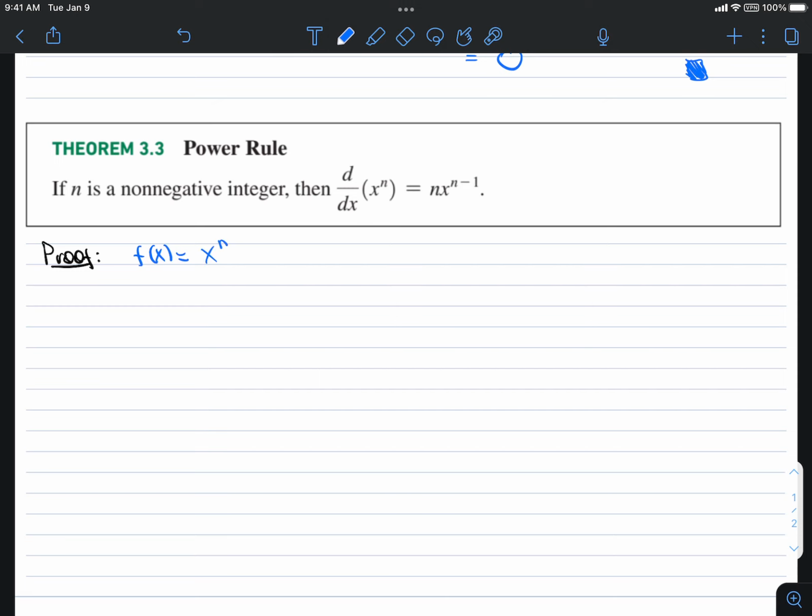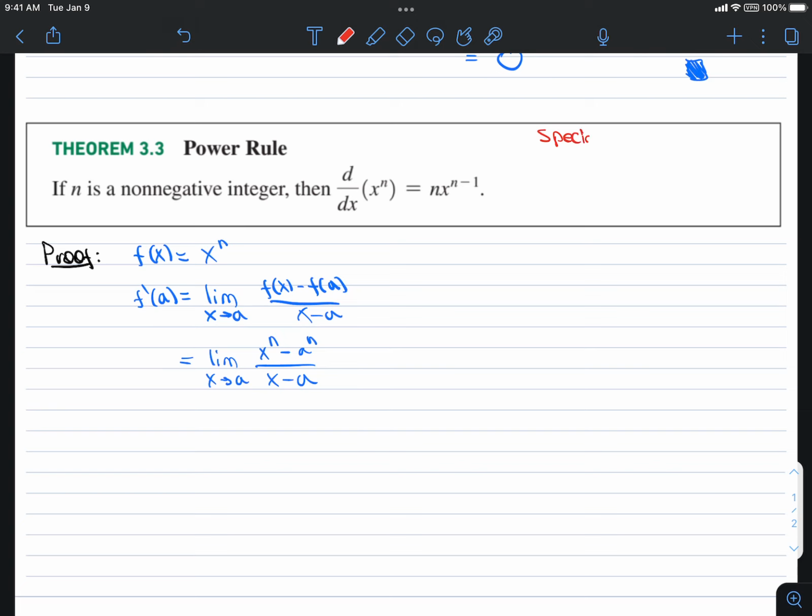Then f prime of a, by definition, is the limit when x goes to a of f of x minus f of a divided by x minus a. So that will be the limit when x goes to a of x to the nth minus a to the nth over x minus a. And now, to factor something out from the top to cancel out the x minus a, I have to refer to a special product.